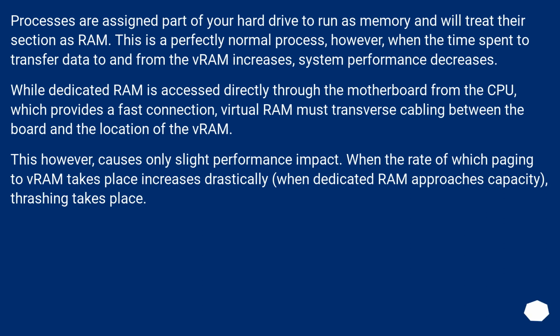However, when the time spent to transfer data to and from the VRAM increases, system performance decreases. While dedicated RAM is accessed directly through the motherboard from the CPU, which provides a fast connection, virtual RAM must traverse cabling between the board and the location of the VRAM. This, however, causes only slight performance impact. When the rate at which paging to VRAM takes place increases drastically, when dedicated RAM approaches capacity, thrashing takes place.